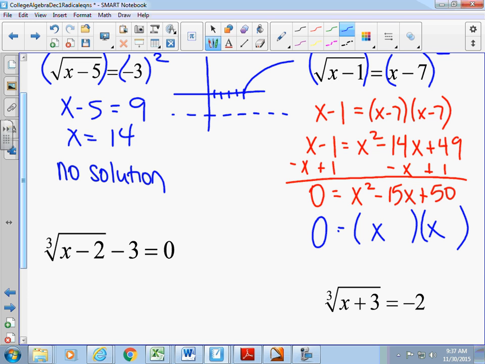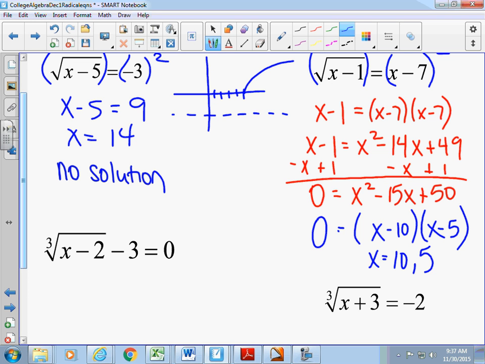Factors of 50 that add to give me 15. So x is 10 and 5. What do I need to do with both of those two numbers? Plug them into the original, see if they work. So 10 and 5 are the answers maybe. I'm going to plug those into the original and check.